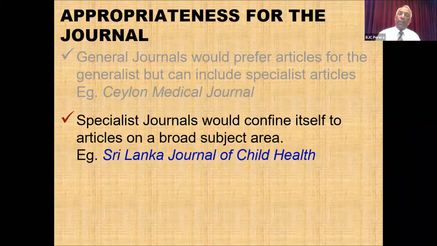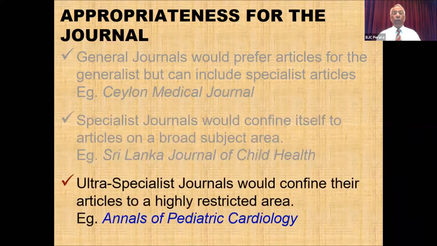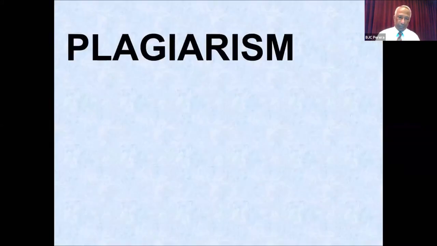And Sri Lanka Journal of Child Health will consider articles on children and young people and adolescents up to the international cutoff year for children, which is 18 years. Then you have ultra specialist journals, which would confine the articles to a very highly restricted selected area, like the Annals of Pediatric Cardiology. They will deal with only cardiological issues in children. So you have all types of journals.